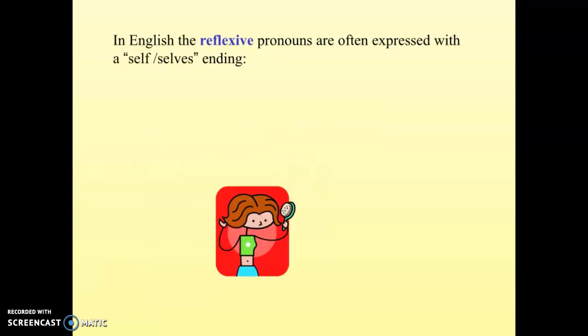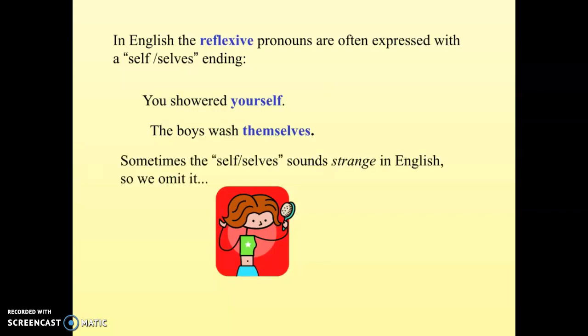Now let's take a look. In English, the reflexive pronouns are often expressed with self and selves. Okay, I showered myself, or you showered yourself. The boys washed themselves. The boys washed their hands. Sometimes the self and selves sound strange in English, so we omit them. We don't use them. For example, like putting makeup on, we can say she puts makeup on. We don't necessarily say she puts makeup on herself.